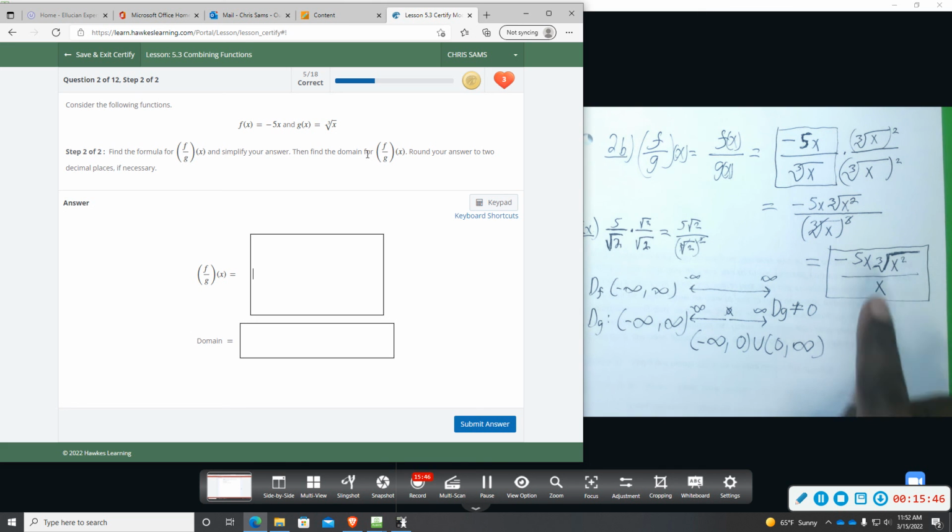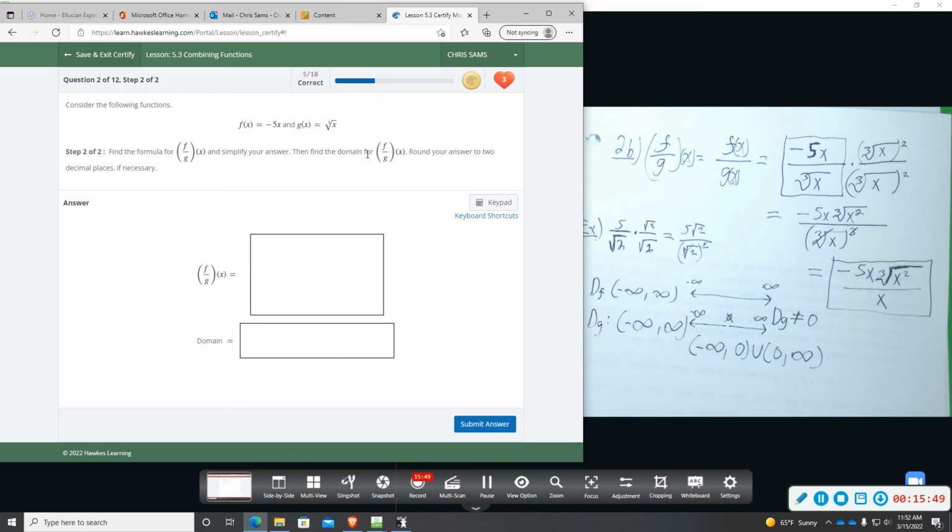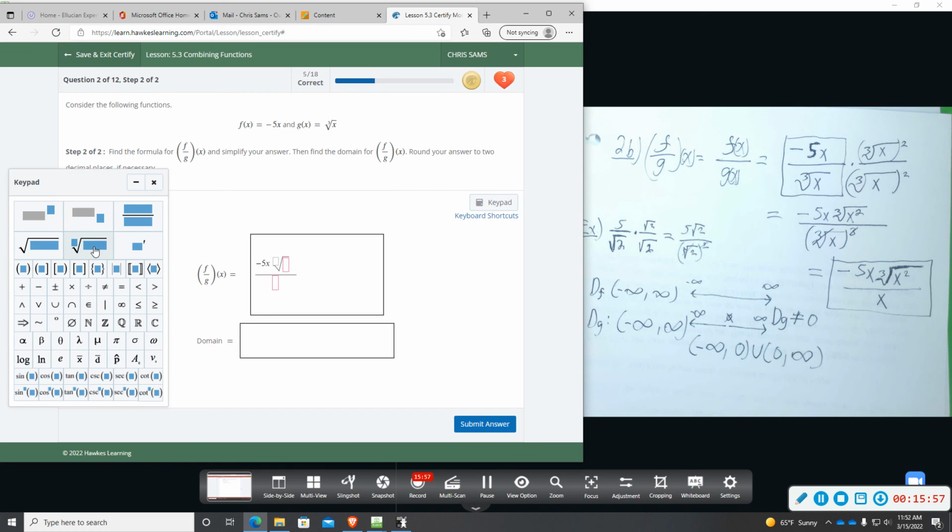So I'm going to do the simplified form. Negative 5x, cube root x squared, and that is all divided by x. Okay. And then our domain is negative infinity to 0, and then you have to do the union 0 to infinity.